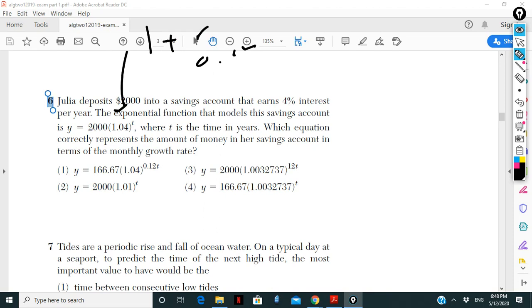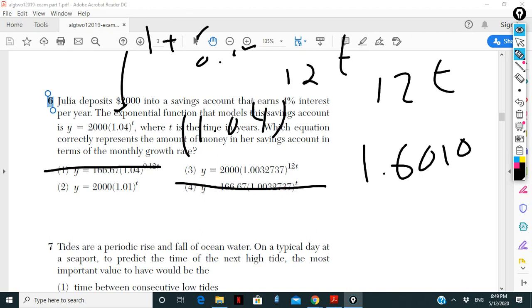Which equation correctly represents the amount of time saved in the monthly growth? So what does monthly growth mean? So it's going to be 12t. Now I'm going to exclude 1 and 4 because the initial amount is 2000. Since I don't have that number to t, this one is incorrect and the answer should be 3.